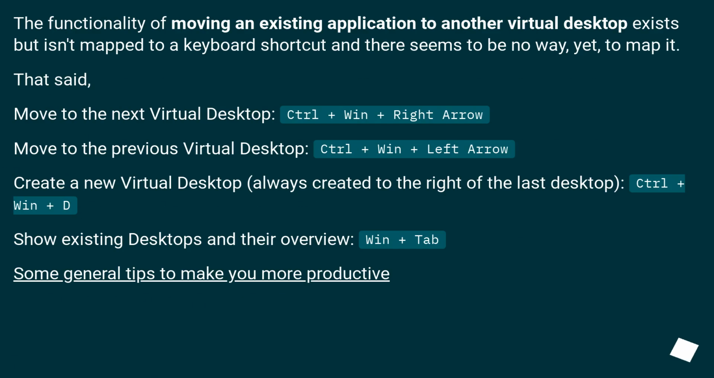The functionality of moving an existing application to another virtual desktop exists, but isn't mapped to a keyboard shortcut, and there seems to be no way, yet, to map it. That said, move to the next virtual desktop, Ctrl plus Win plus right arrow. Move to the previous virtual desktop, Ctrl plus Win plus left arrow. Create a new virtual desktop, always created to the right of the last desktop, Ctrl plus Win plus D.